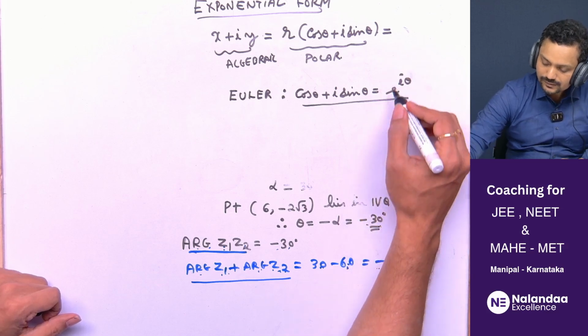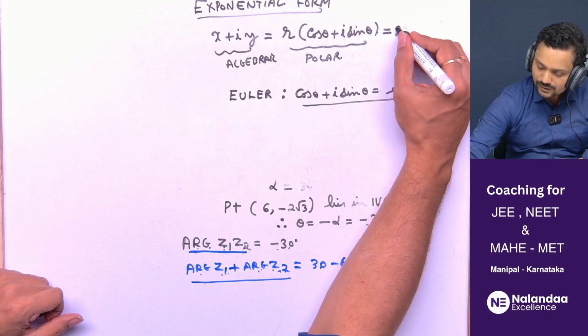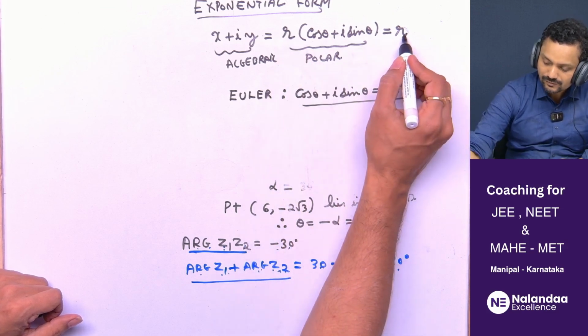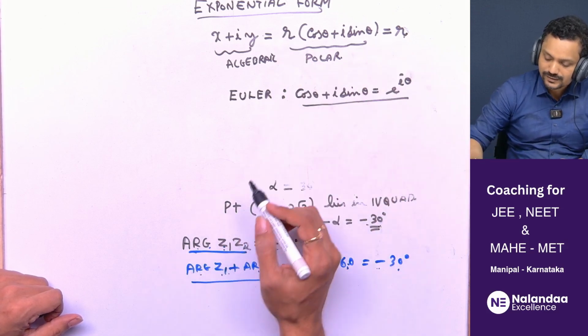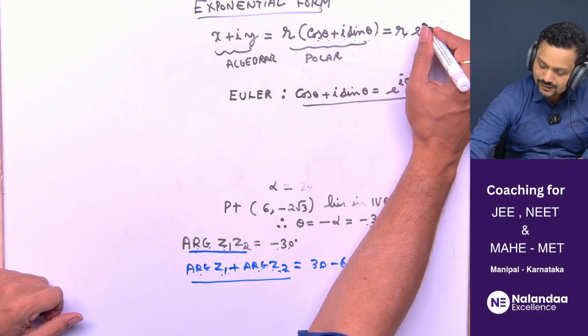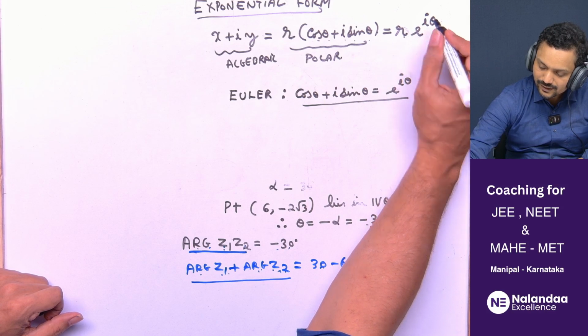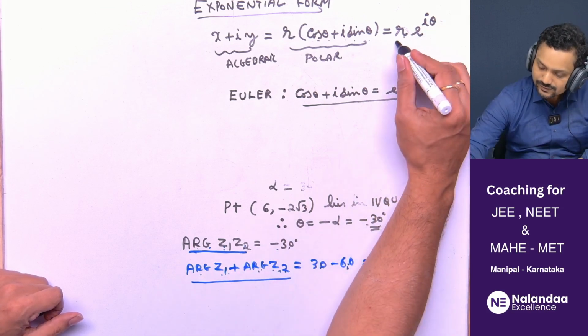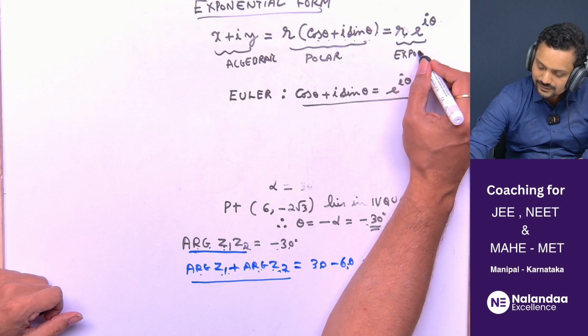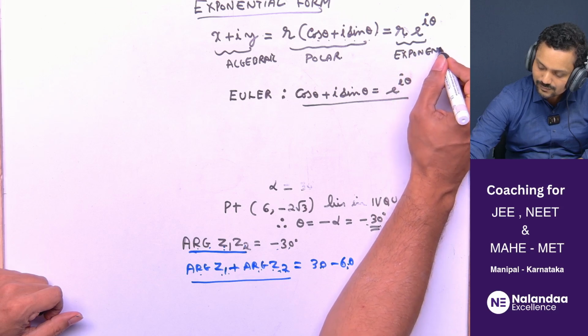I'll just talk about e now. So this complex number can also be written as r, we'll write it as it is, that will not change. Instead of writing cos theta plus i sin theta, we can write this as e to the power i theta. And this form is called the exponential form.